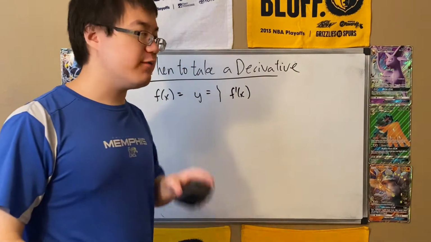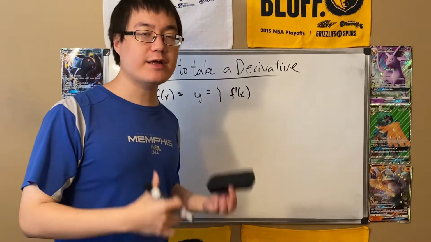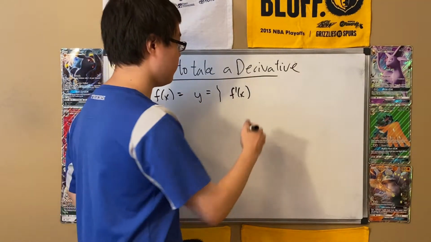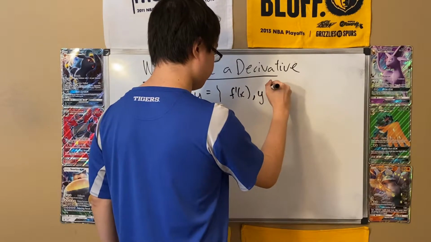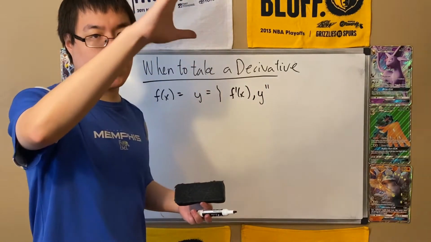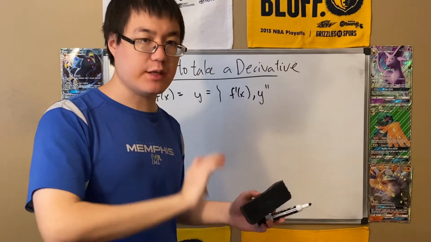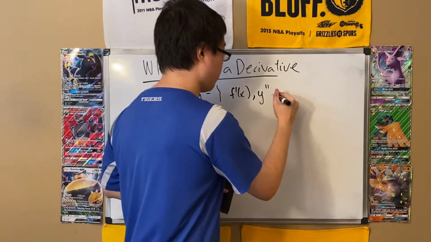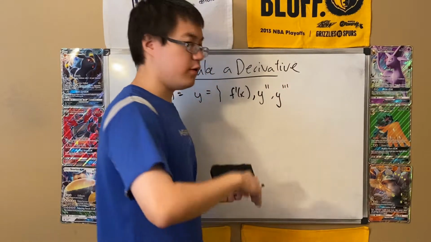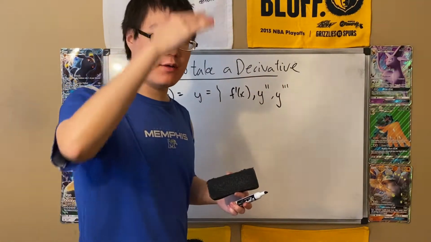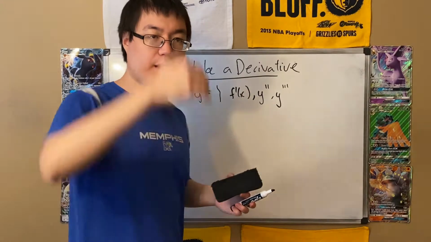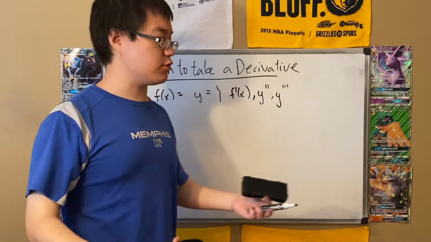But you would also take a derivative when you have multiple tick marks, and that just means take multiple derivatives. For example, if you have y double prime, that just means start off with y, take the derivative, that would be y prime, then take the derivative of that. So that's y double prime. Same thing with y triple prime. So y, y prime, y double prime, y triple prime, where as you go down, you take derivatives step by step.